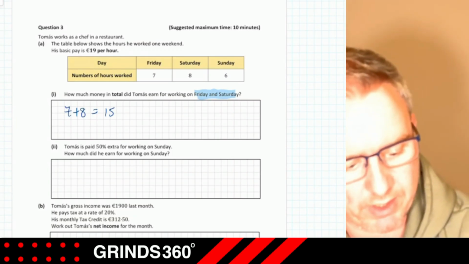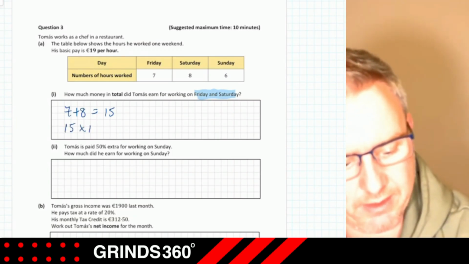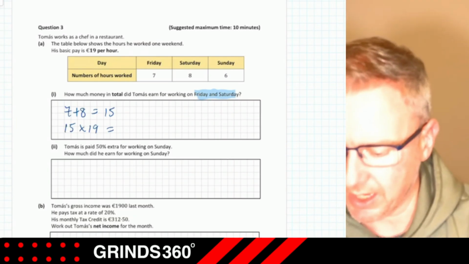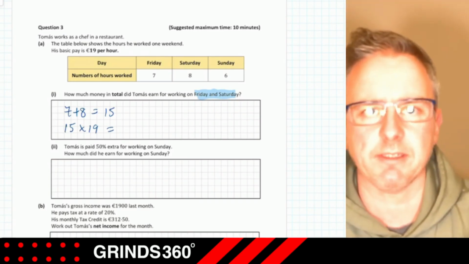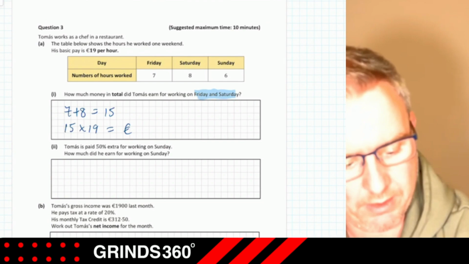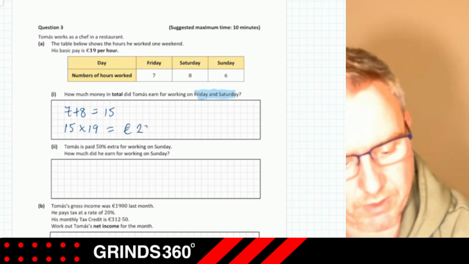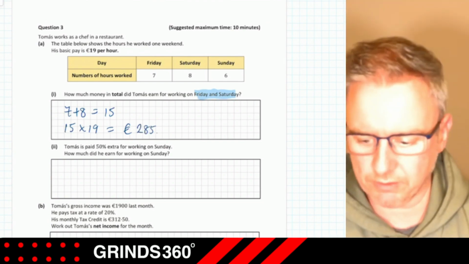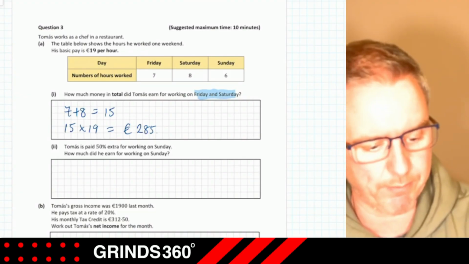And then what's the rate? So 15 by 19. And you have your working shown then, and that's absolutely enough to pick up the full credit on that. So put in your answer then, so it's 285. So that's the first one done, nice and simple.